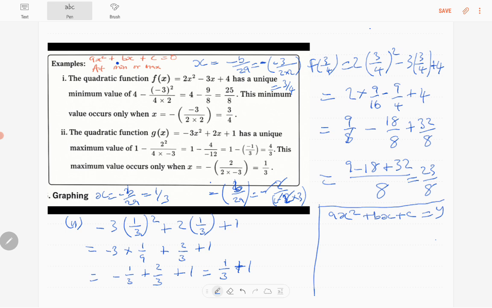Now, when a is positive, that is when a is greater than 0, we have a minimum function. When a is less than 0, we have a maximum function.